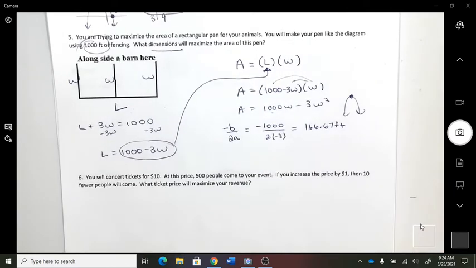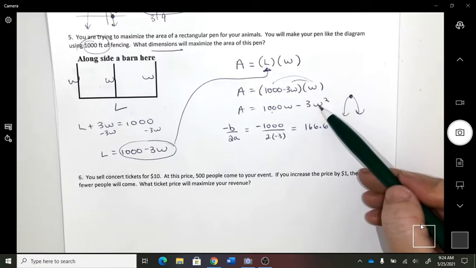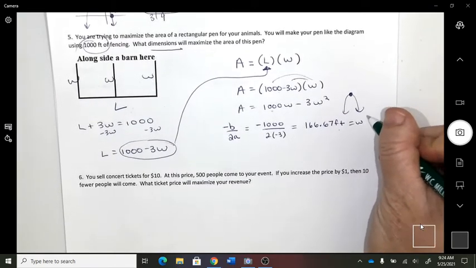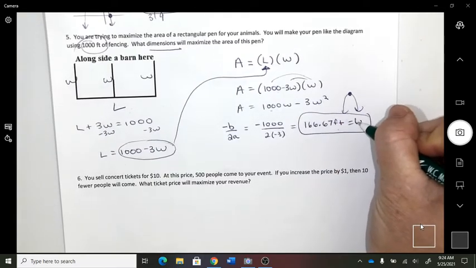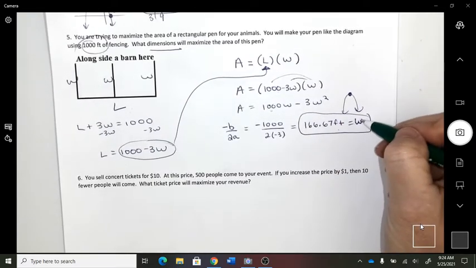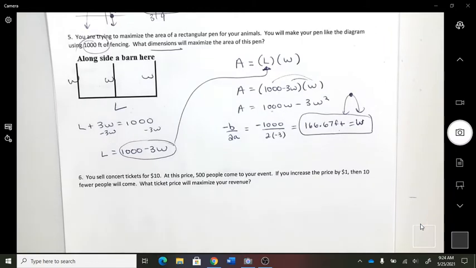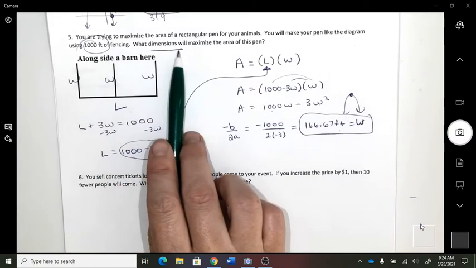So I got 166.67 feet. What is that anyway? It's normally the x, but I don't have x. So this is not the x, it's actually the w. Okay, now you'd have to pay attention. I want to know the dimensions.